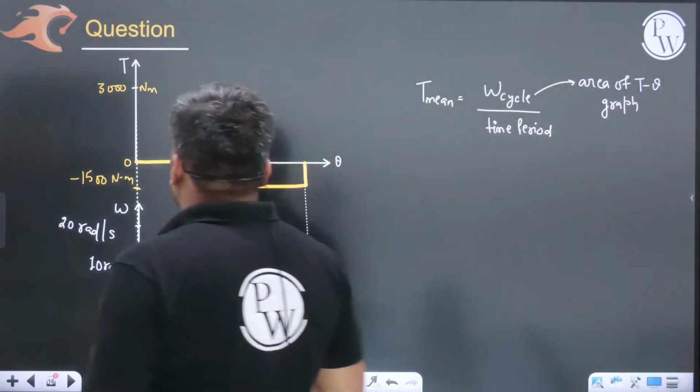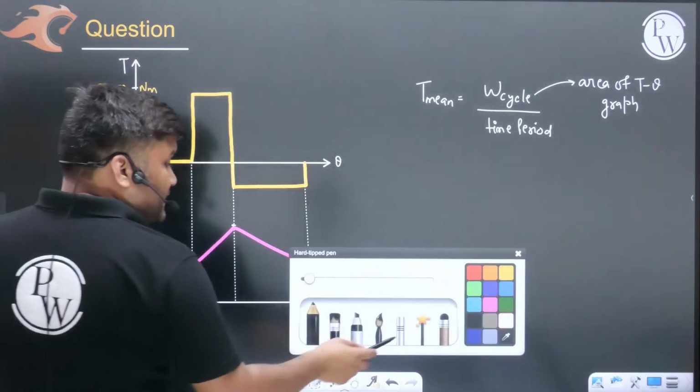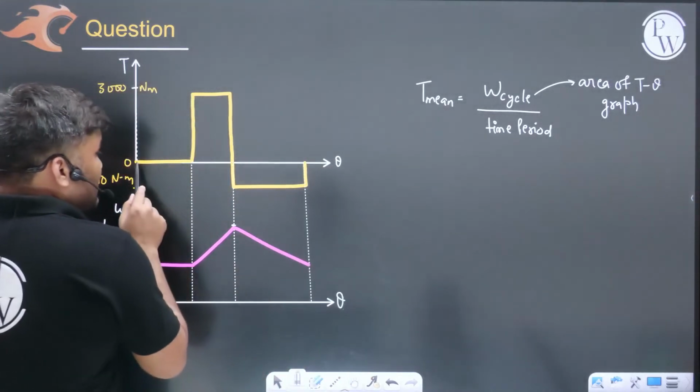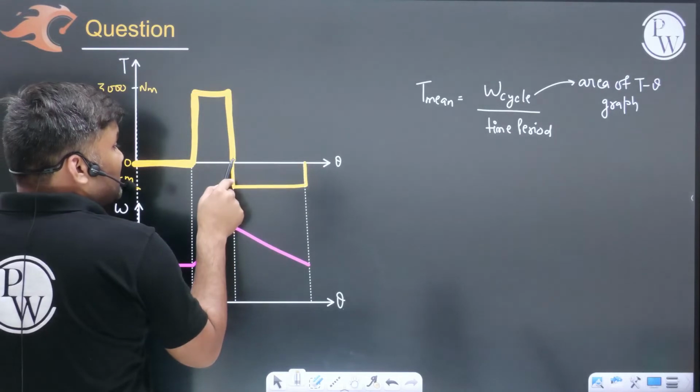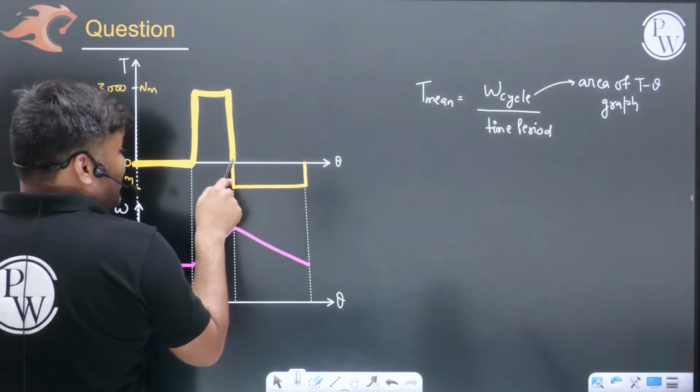Area of T theta curve. Area निकाल सकते हैं क्या सर? Area under the curve. What is the area? सर यहाँ तो zero torque है. Here rectangle के form में you have something. How much is the torque? How much is this area?